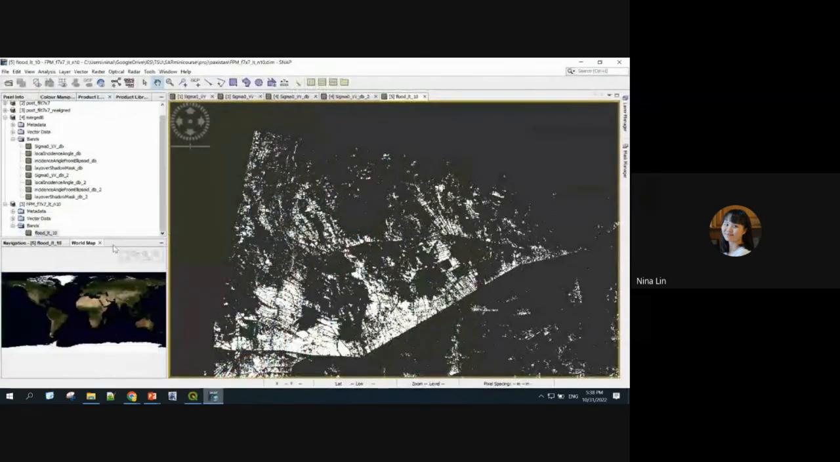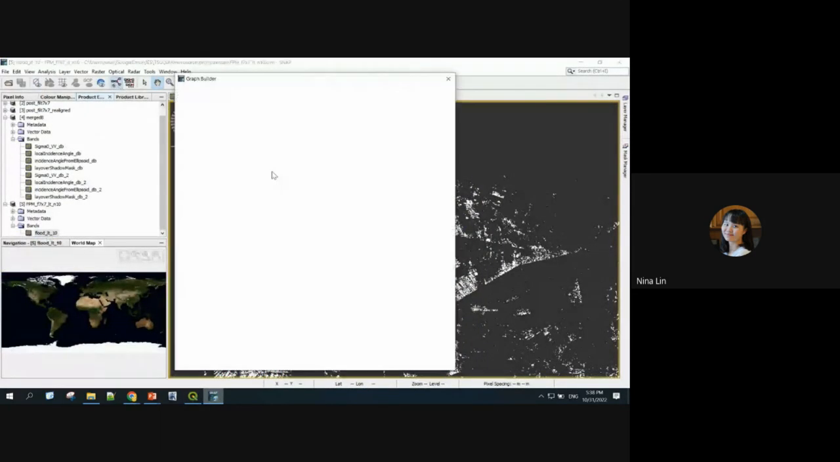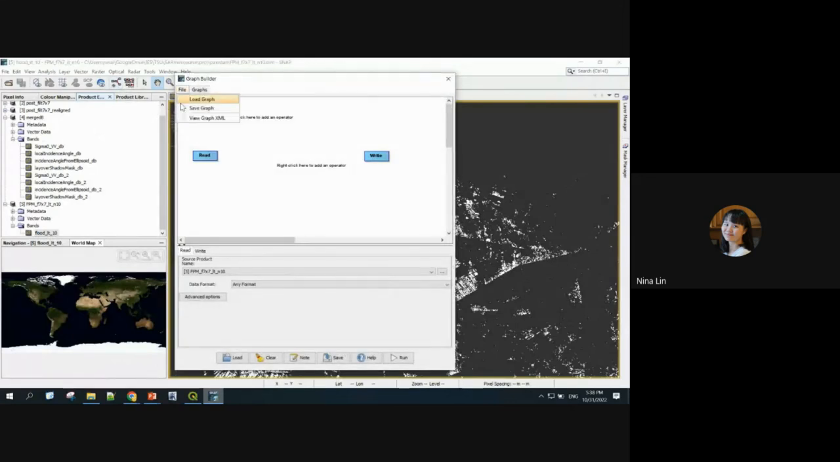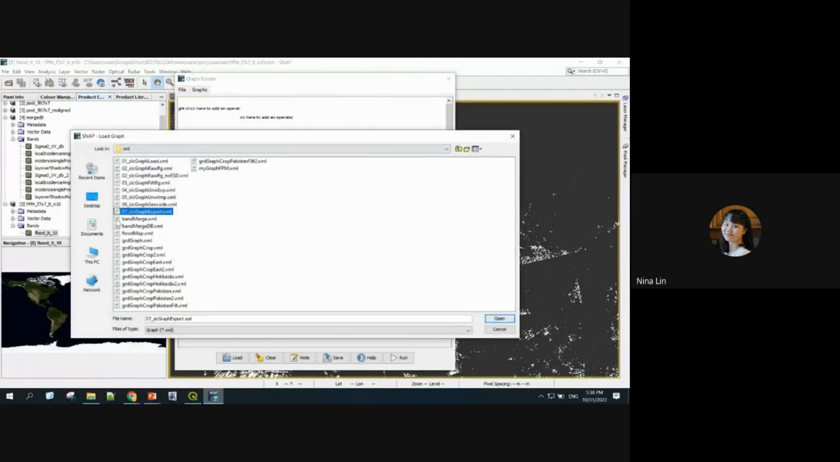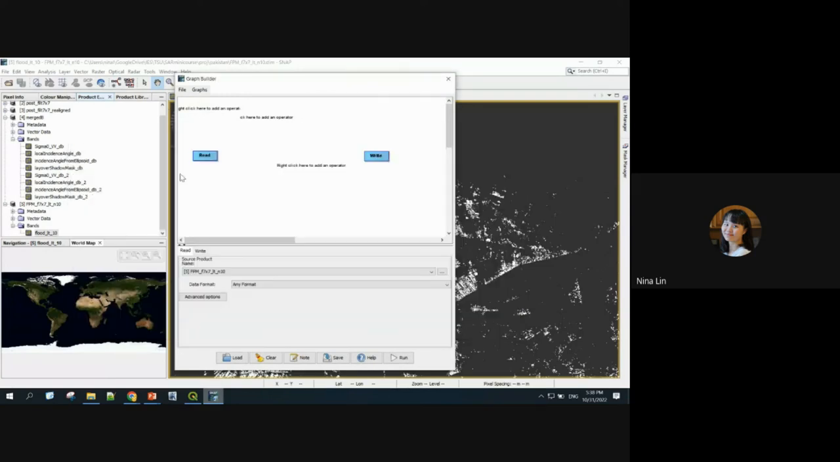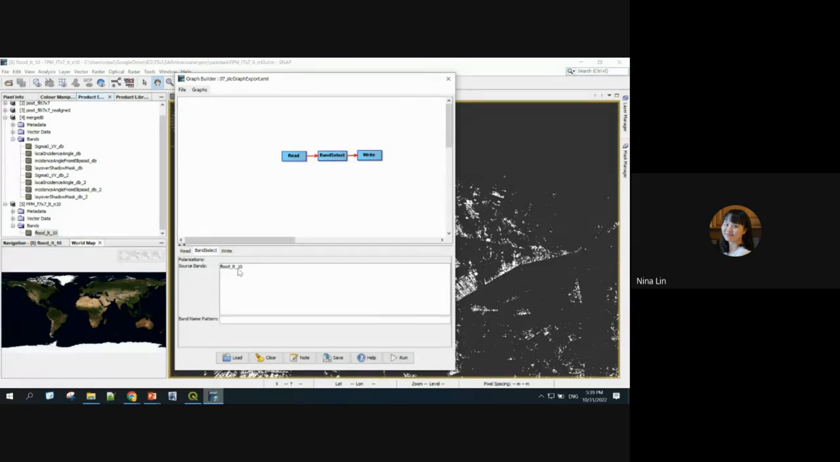So back to this flood map, I'll just quickly use the previous graph I have, which is to export. Remember, we have this SLC graph export, but we can still use it now. Okay, so we can choose the FPM, and select just that one. All right, I will just call this time. Okay, and export into a GeoTIFF, just like what we did before.